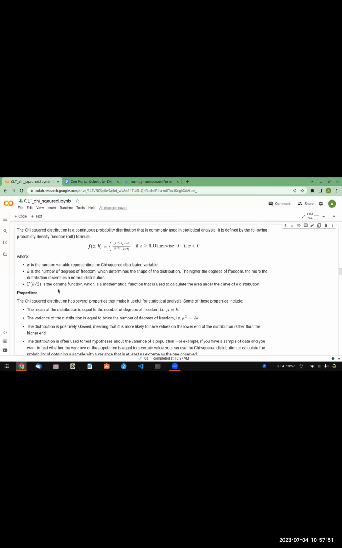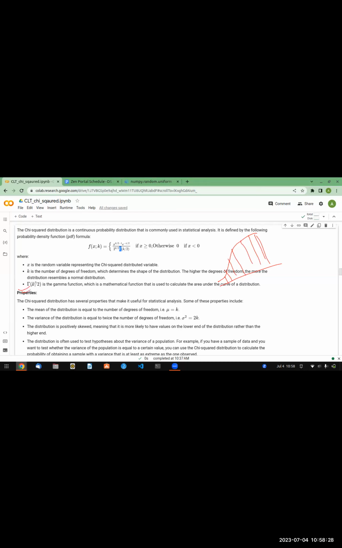And what is this gamma? Gamma k by 2 is a mathematical function called the gamma function that is used to calculate the area under the curve of the distribution. I'm not going into the concept of the area under the curve. Try to understand, this is a mathematical function in terms of degrees of freedom, which will calculate the area of the curve. Area under the curve means, once you plot some data, suppose I plot this graph, the area under the curve means this area. So this is related to this kind of concept.